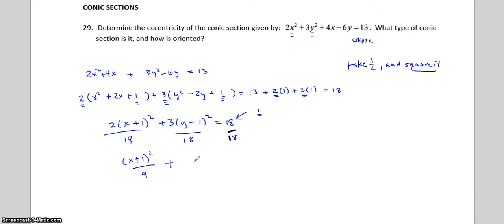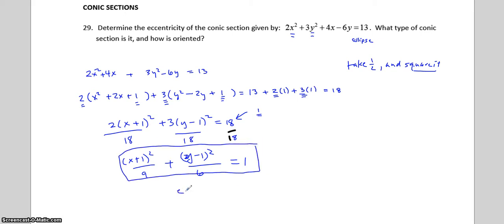9, the 3 cancels out on top, leaving 6 equals 1. Now I'm in business. This thing is in standard form. We can see that it's an ellipse, which we already predicted. And then it's asked how it's oriented.